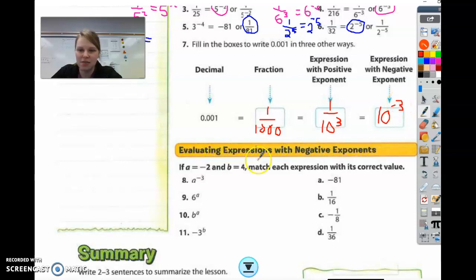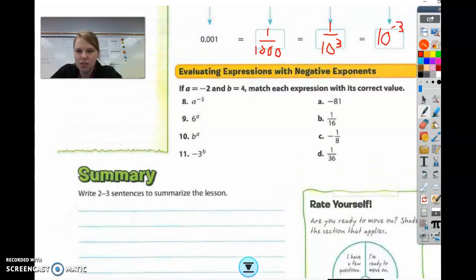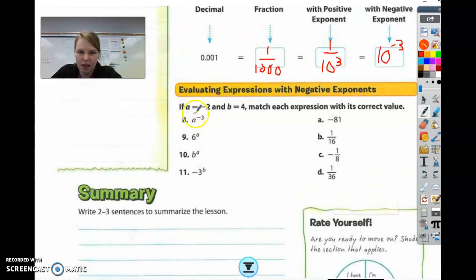Alright, let's do the next step here. So this part's asking us, if A is negative 2 and B is 4, match each expression with its correct value. Let's dig in. So this first part says a to the negative third. So I'm going to write in here a is negative 2. I'm going to work through it over here. A is negative 2. So I'm going to say negative 2 to the negative third power.